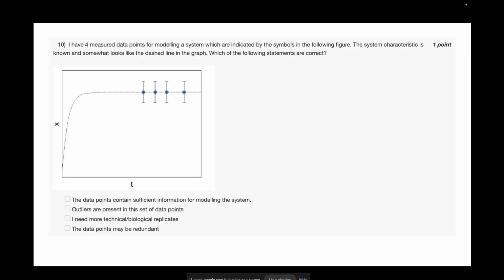The data points are redundant because you can just have 2 points which signify the same line. It doesn't matter. Yeah, that's true. You see all the data points are defined at the steady state line, so it's basically redundant. So you need more information for this.